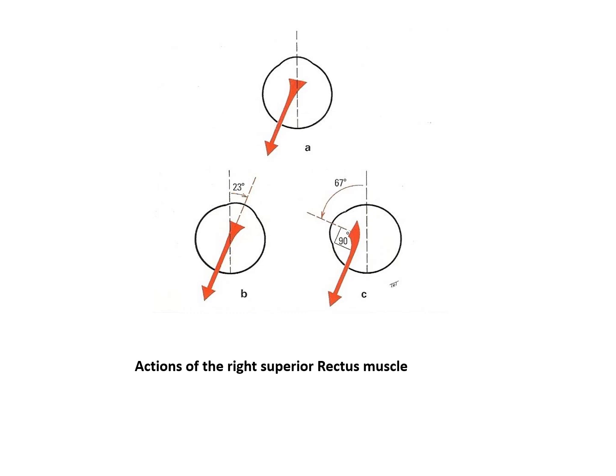But when the eye is adducted about 67 degrees, this superior rectus forms an angle of 90 degrees with the anterior posterior axis of the eyeball. So here the only function of the superior rectus becomes the intorsion of the eyeball.